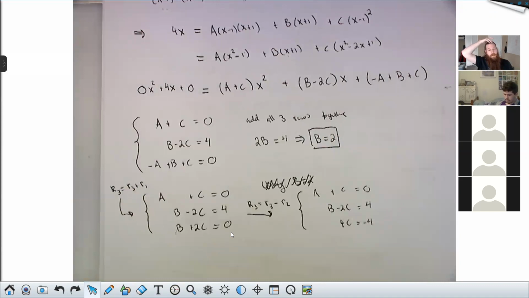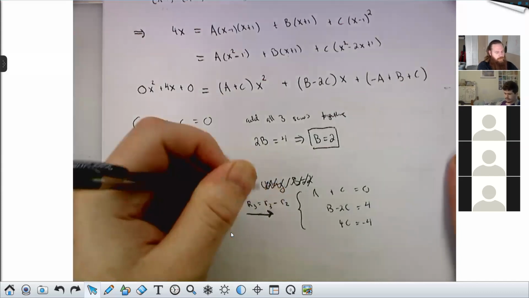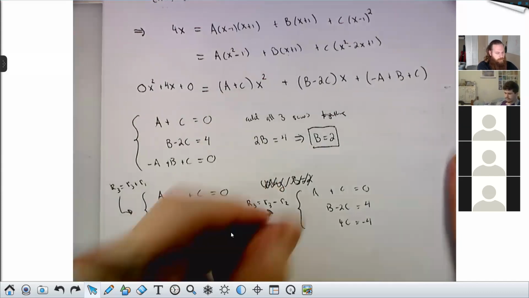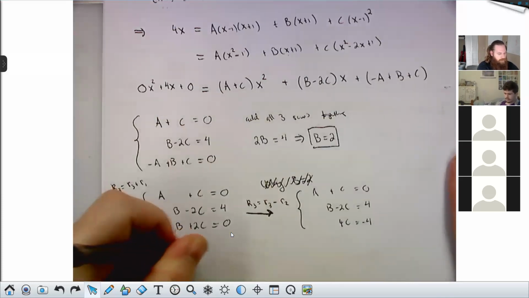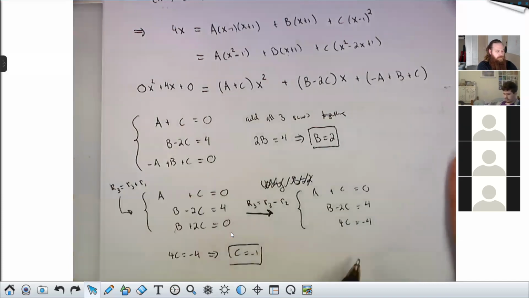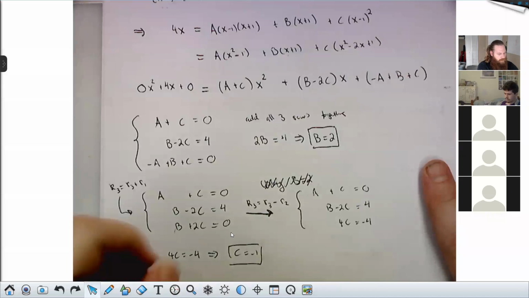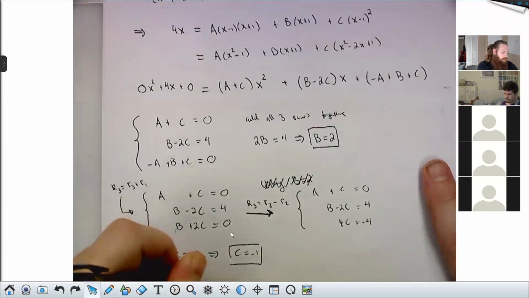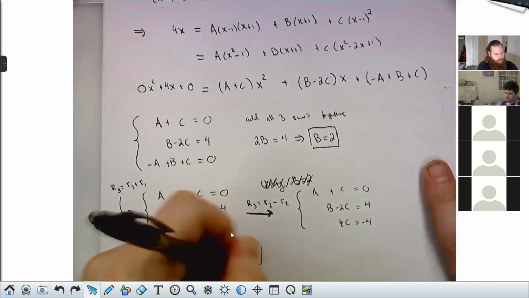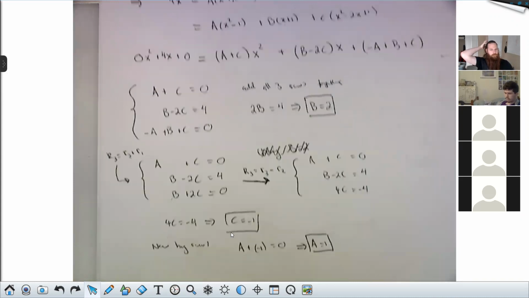And now I've got this in what's called triangular form. You remember your matrices or system stuff from pre-calc? This row operation gets my system into an upper triangular form. So now I can read off, since 4C equals negative 4, we get that C is negative 1. And now that I have both C and B, I could, in theory, plug back in to find A. I didn't even need B to do that, but now by row 1, A plus negative 1 equals 0. So A is 1. And that's it. We found A, B, and C.